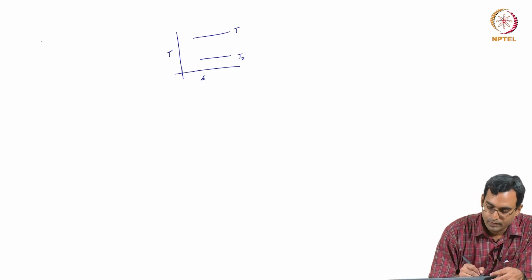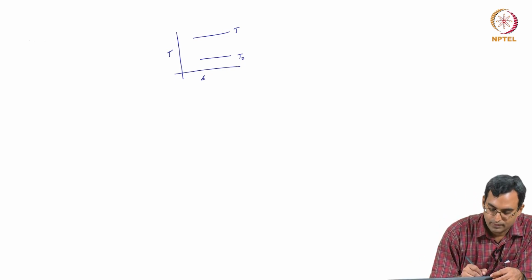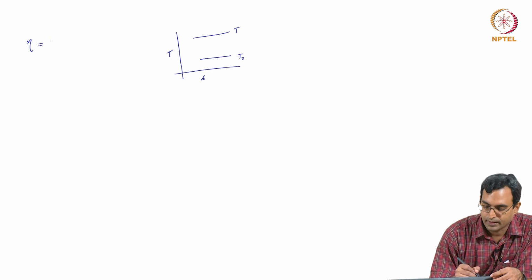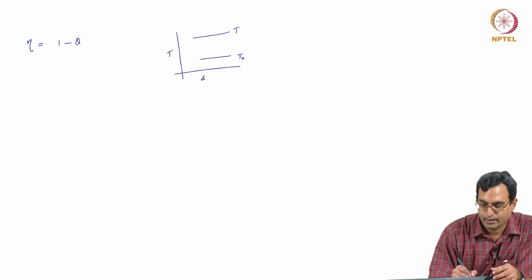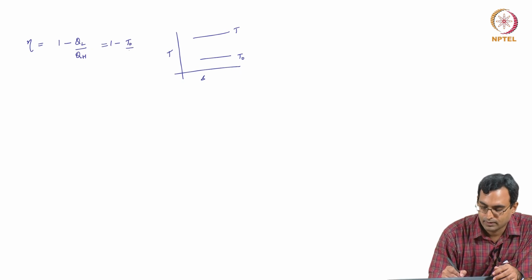So, the efficiency of the cycle, of course, we know if it was a Carnot cycle, then we would have the efficiency of 1 minus the heat rejected at the low temperature to the heat rejected at the high temperature, which would be 1 minus essentially T naught divided by T.